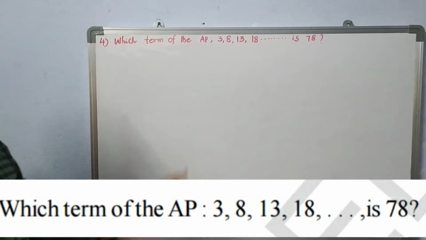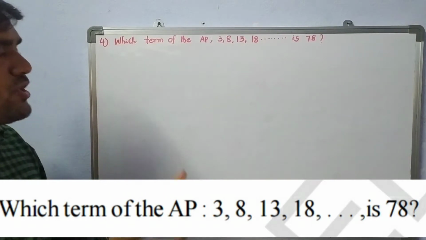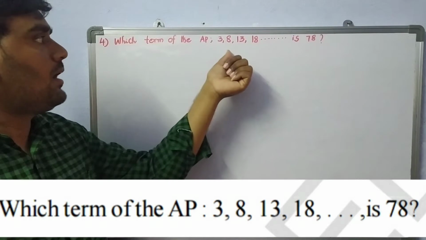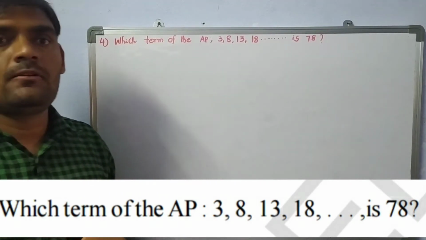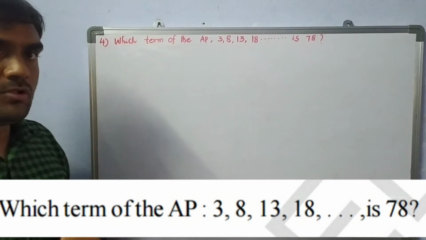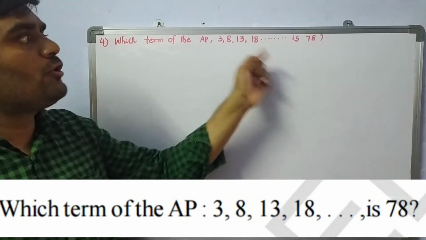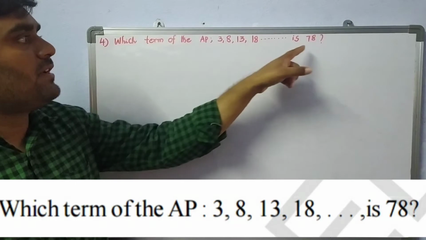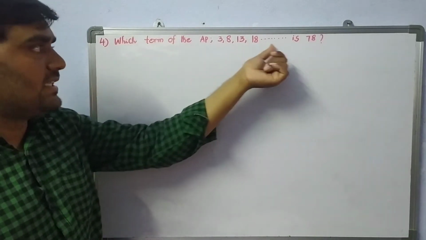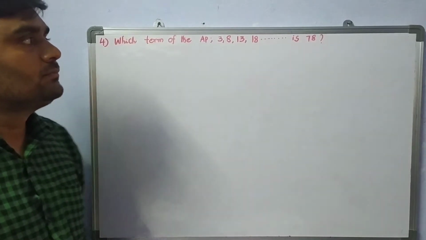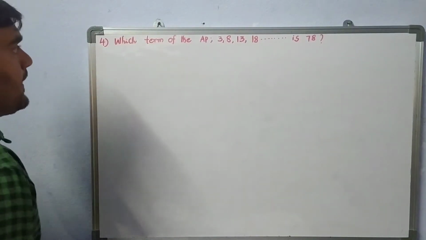So here, we are finding for which term number we will get 78 in this arithmetic progression. Indirectly they are asking to find the nth term. They are asking which term will be 78 in this arithmetic progression. That means we need to find the nth term, where n is what we need to find.